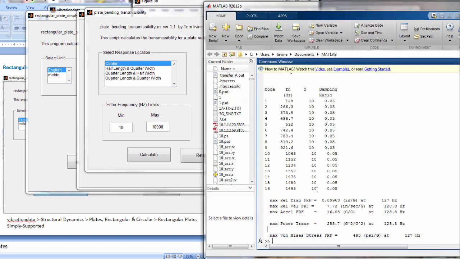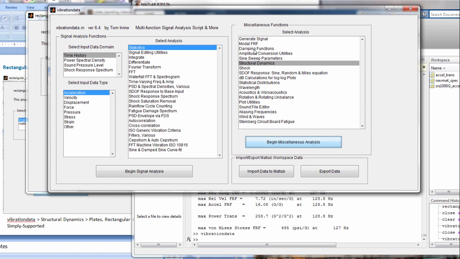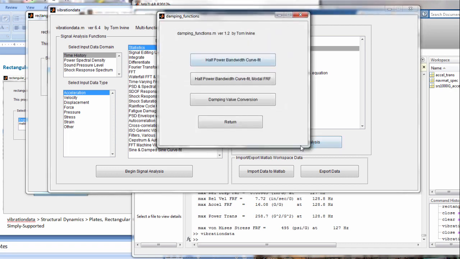Now we're going to go back and do something that we haven't done in quite a bit, but we did it early on in the webinar series. We are going to take a look at damping. Well, we already know that Q is equal to 10 for all the modes because we specified that. Let's pretend we have measured data instead of analytically generated data. So let's go to damping functions, and we're going to do the half-power bandwidth curve fit.